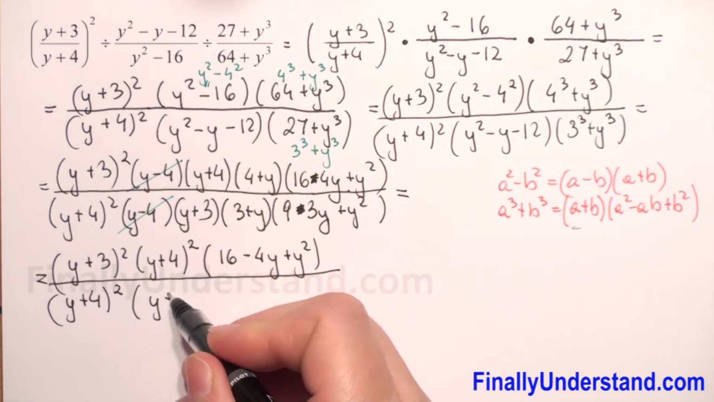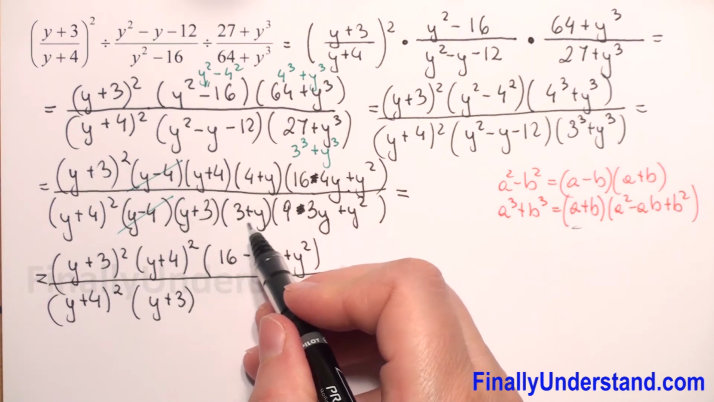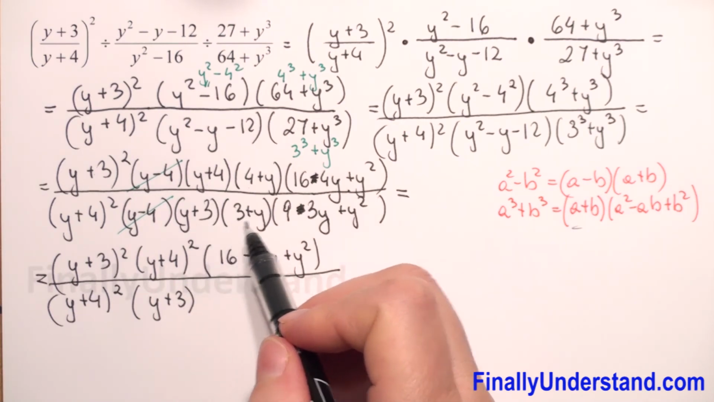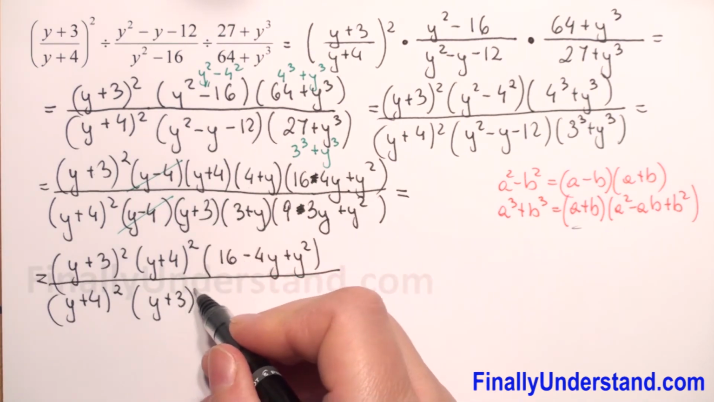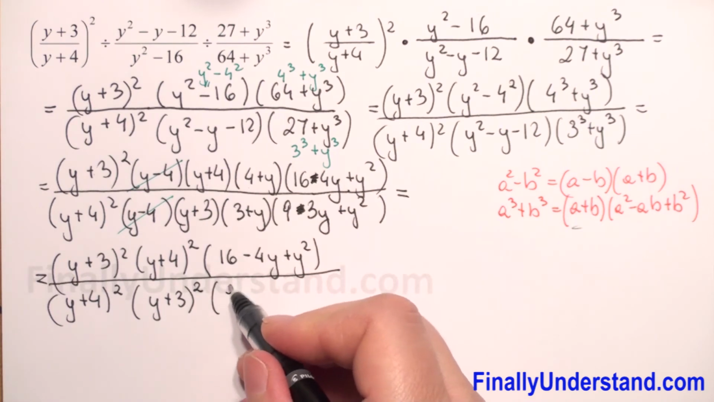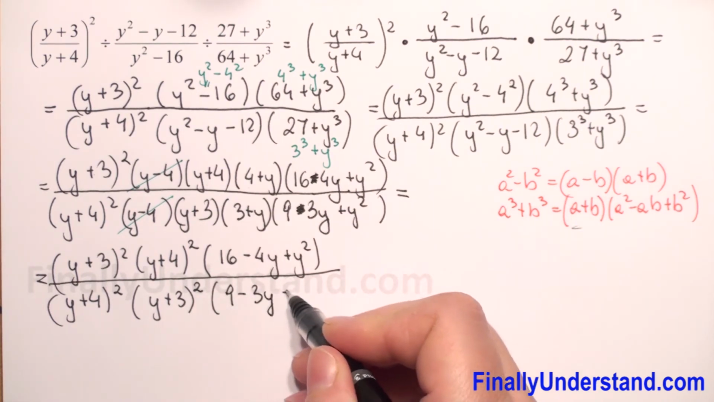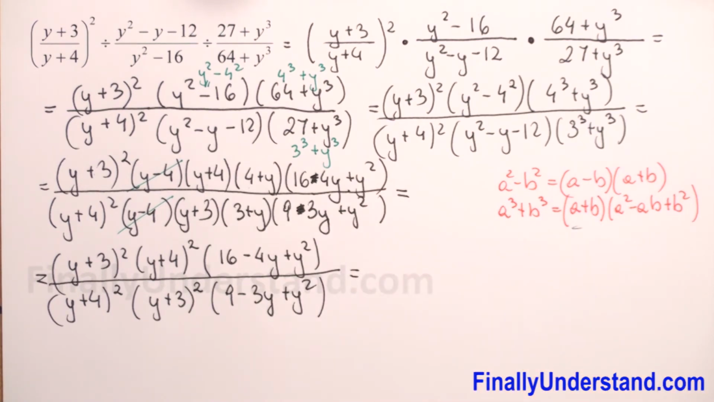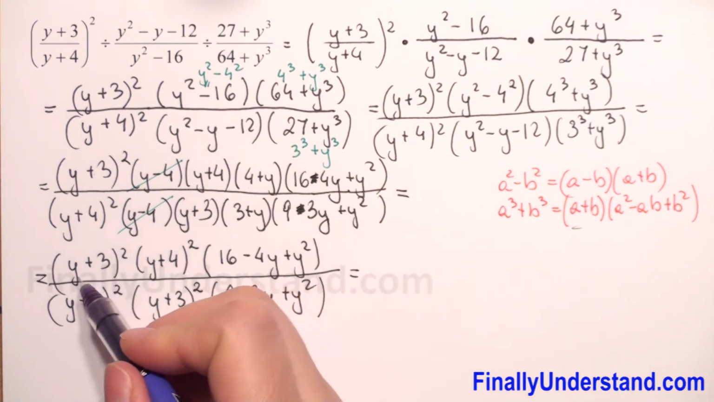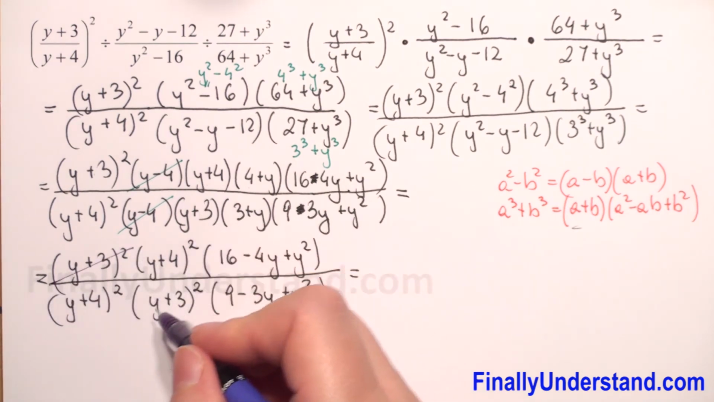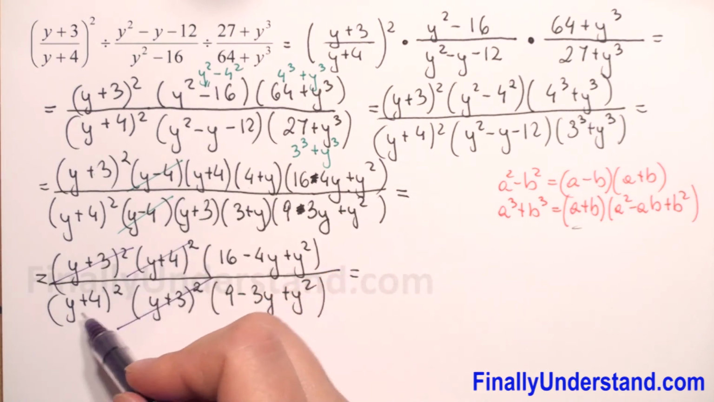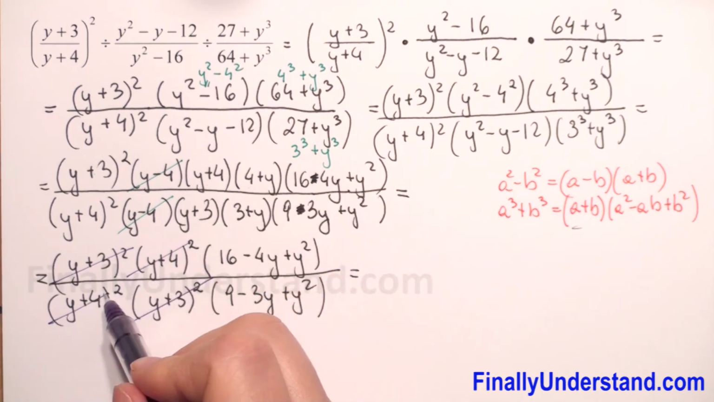we have y plus 3, and in the next parenthesis we have 3 plus y, so this is y plus 3. So I have y plus 3 times y plus 3, so I can put y plus 3 to second power, and we have 9 minus 3y plus y squared. So this is equal. We can reduce y plus 3 to second power with y plus 3 to second power, and y plus 4 squared we can cancel out.